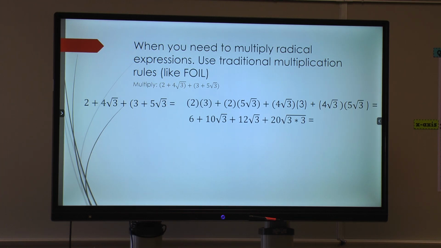Now, do I have a common radical? I got 2 radicals on here, but we're multiplying. So we're looking at what? 3 times 3. Okay, there's 2 radicals. So what is 3 times 3? What is it? 9.